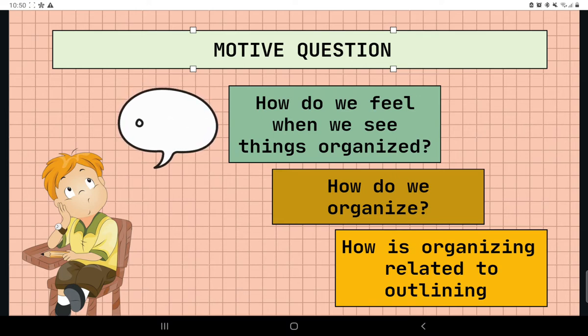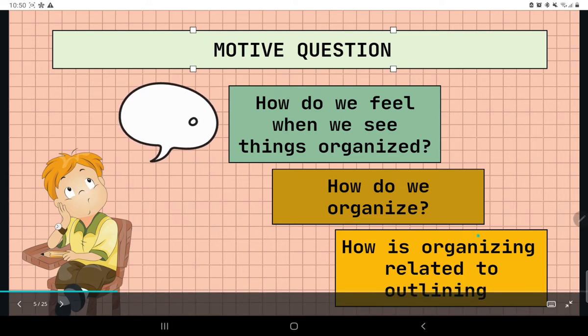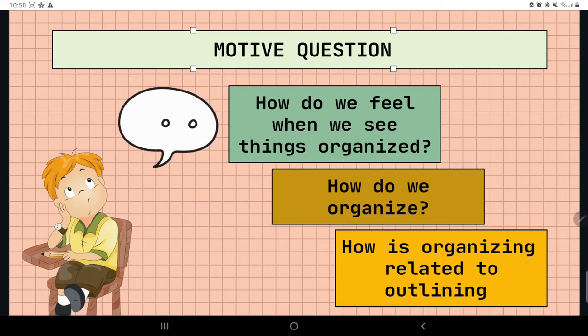Okay, next. How is organizing related to outlining? Is being organized related to our topic for today? The answer is yes, it is related. So if you also answered yes, your answer is correct. How is it related? When we outline, we try to organize our thoughts. We outline before we write a paper, and we can also outline after writing a paper. Okay? So let's proceed. Okay, next slide.